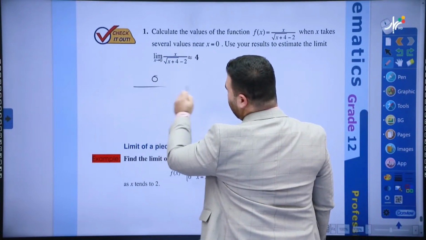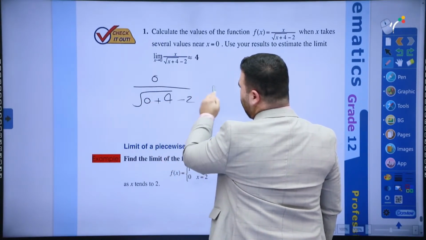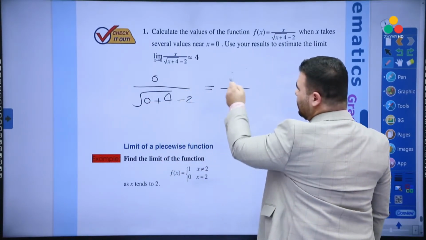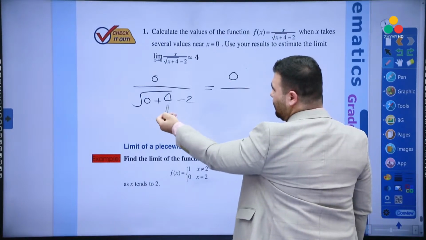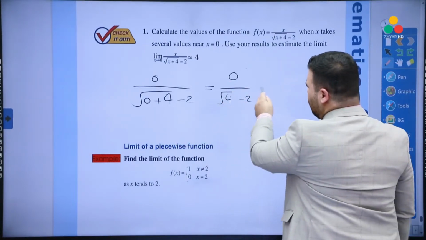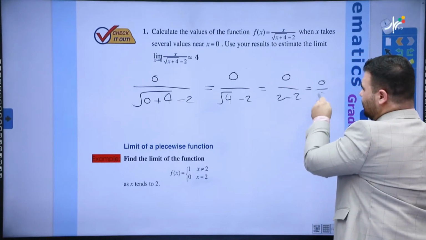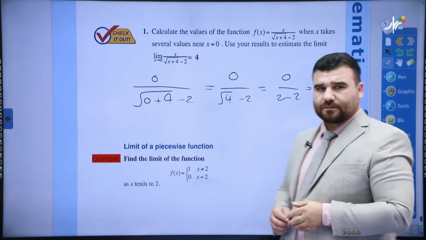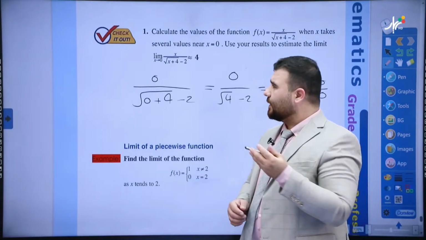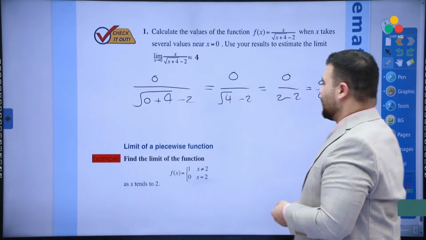Like if I write 0 in place of x, radical 0 plus 4 minus 2. The numerator is already 0. In the denominator, 0 plus 4 is the square root of 4 minus 2. The square root of 4 is 2. So this will be 2 minus 2, that's 0, over 0. 0 over 0 means f of 0 does not exist, but the limit exists and is equal to 4.